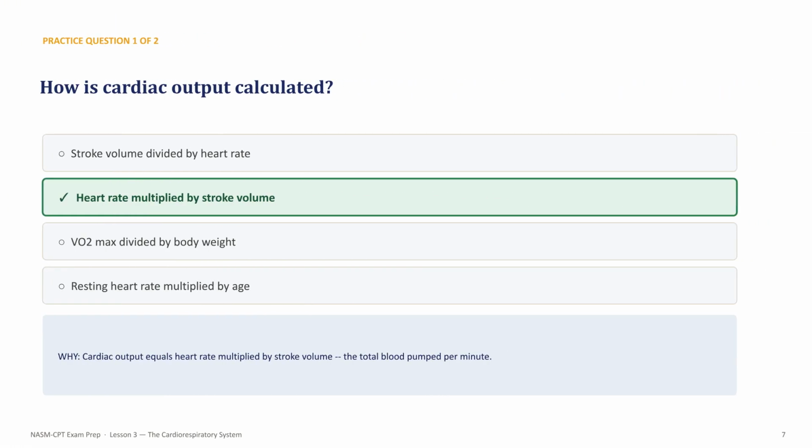Let's check your understanding. Question: how is cardiac output calculated? Take a second and think it through. The correct answer is heart rate multiplied by stroke volume. Here's why. Cardiac output equals heart rate times stroke volume, the total blood pumped per minute.